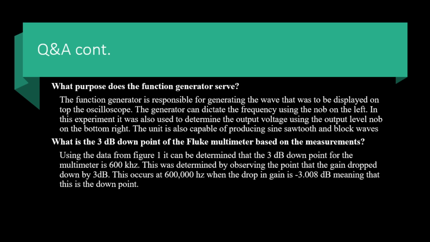The 3 decibel down point of the multimeter, based on the measurements that we got, using the data from figure 1 on my lab, it was determined that the 3 decibel down point was around 600 kilohertz. This was determined by observing the point that the gain dropped down by about 3 decibels. This occurs at 600 hertz when the gain drop is minus 3.08 decibels, meaning that this is the down point. The down point is a little bit before that because of the decimal place, but that number is close enough where I was happy calling it that.